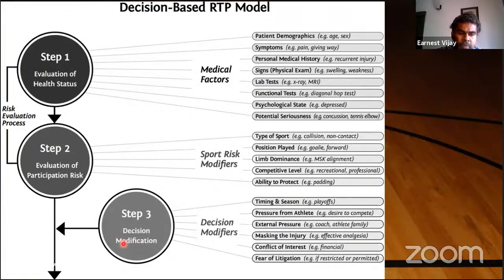So there is a three-stage model when we talk about return to play. First, you evaluate whether the athlete is fit enough to get back to sport. And then you evaluate the pros and cons. What is the participation risk? And the third one is your decision modification. So we're going to deal with it. We'll look at it in the coming slides.